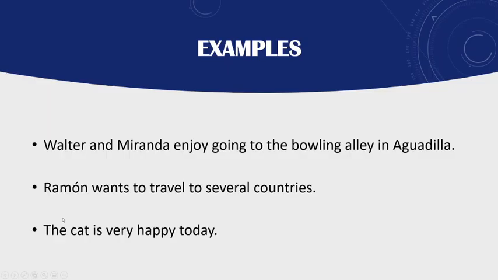Some examples. Walter and Miranda enjoy going to the bowling alley in Aguadilla. As you can see, there's a subject. Who are we talking about? We're talking about Walter and Miranda. What are they doing? What's the predicate? They enjoy going to the bowling alley in Aguadilla. Okay, and that's a complete thought. I understand what's happening. It makes sense. I'm not left with any questions.